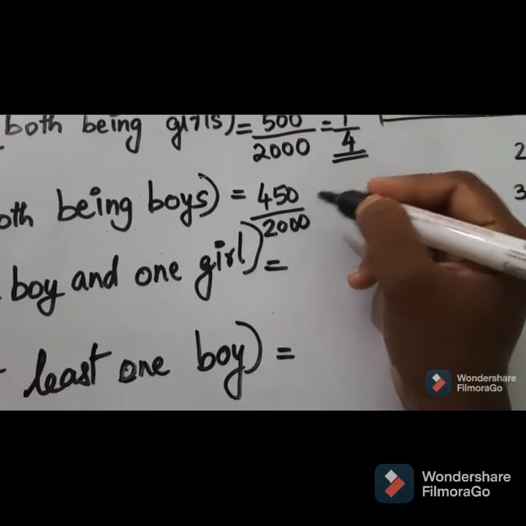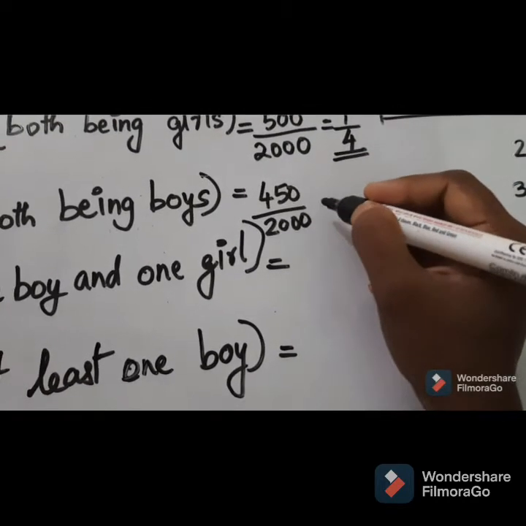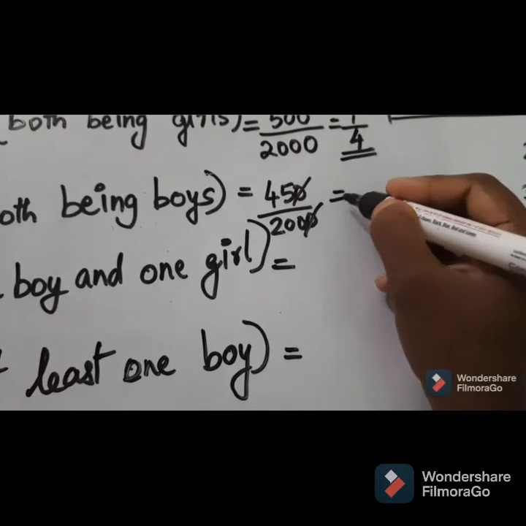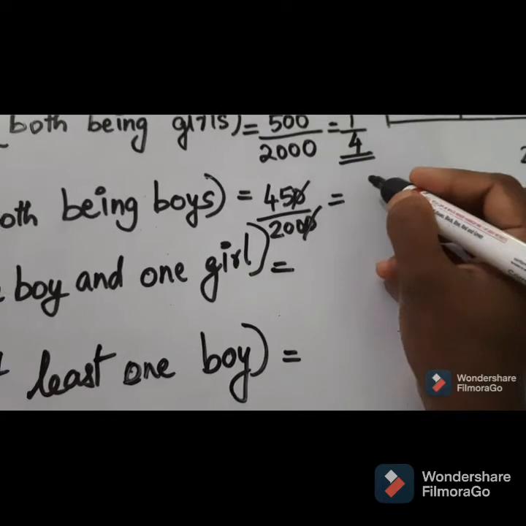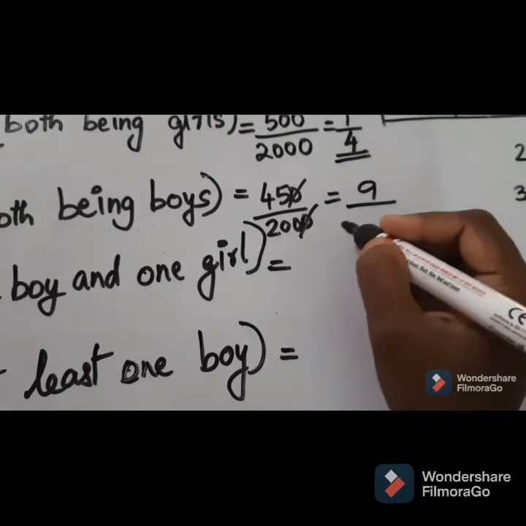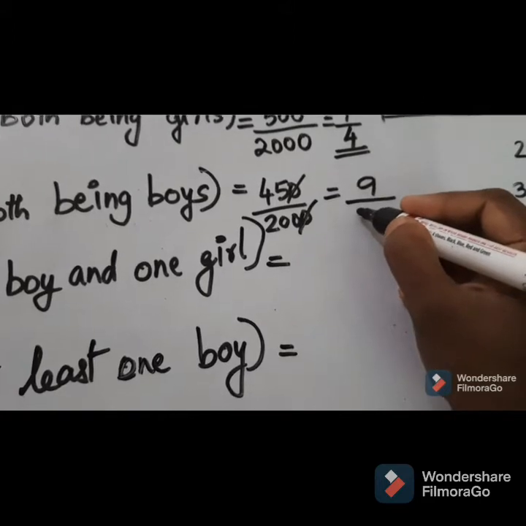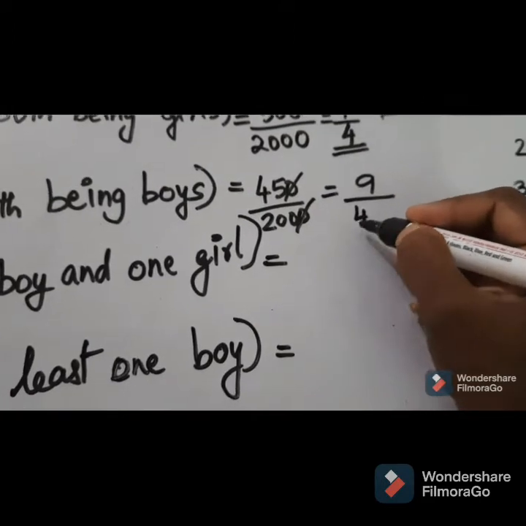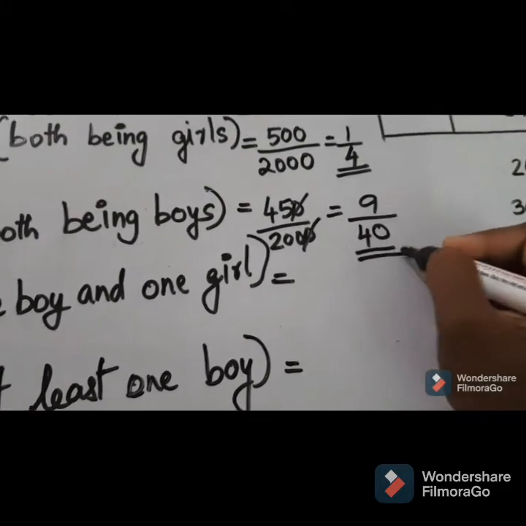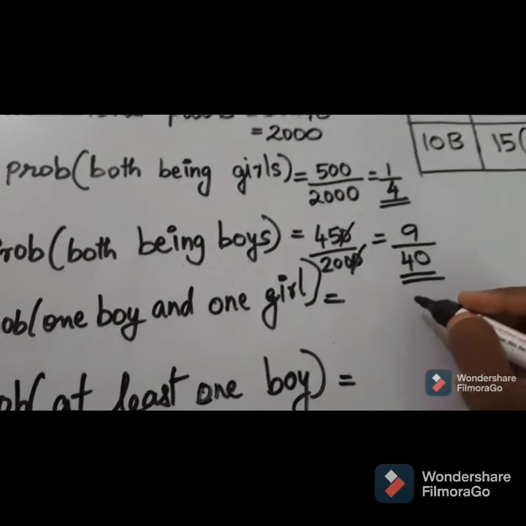So simplify, you can cut 1 zero, then again you can cut with the 5, we can get 9 here. Then in 25, how many times? 4 times. Then 1 zero. That is 9 upon 40 is the probability.